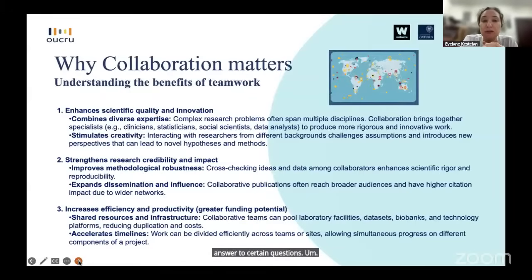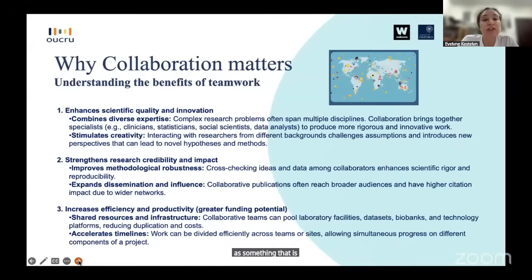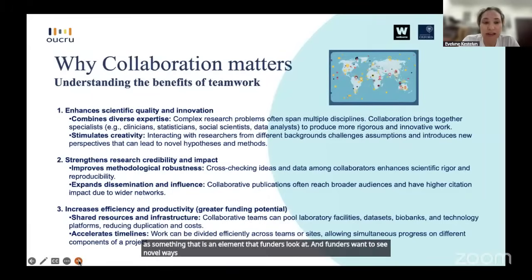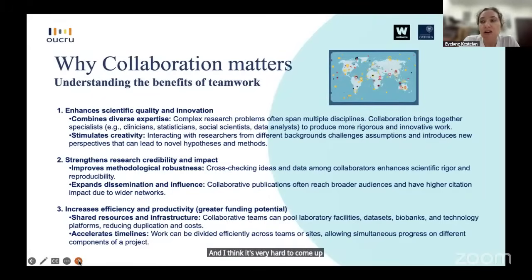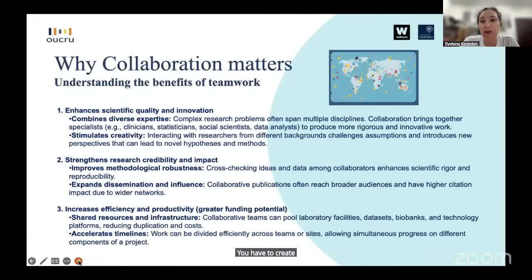But it also stimulates creativity. And we've heard about innovation from the previous presenters as an element that funders look at. Funders want to see novel ways of addressing a question. And I think it's very hard to come up with novel ways of addressing a question if it's just you sitting behind your computer. You have to create an environment where you are stimulated.